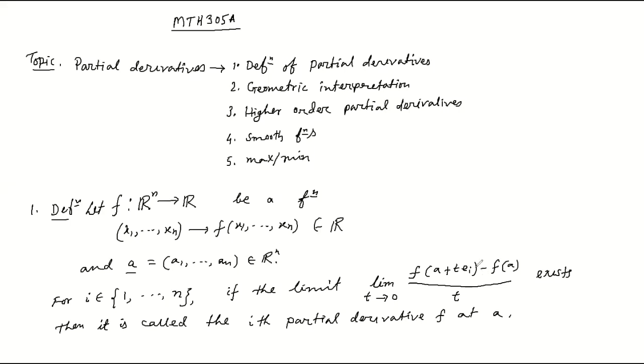Here we have used e_i, and this e_i is the ith basis element of the standard ordered basis of R^n, that is e_i equals (0, ..., 0, 1, 0, ...), where only at the ith position the entry is 1, and all other positions have 0. So this is the ith position.